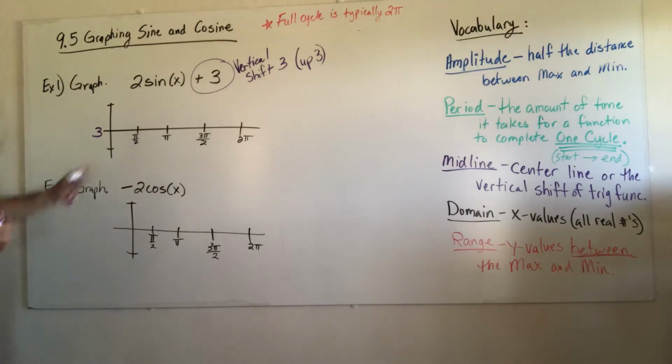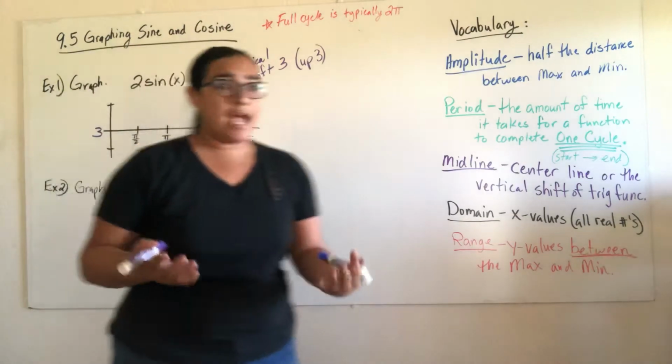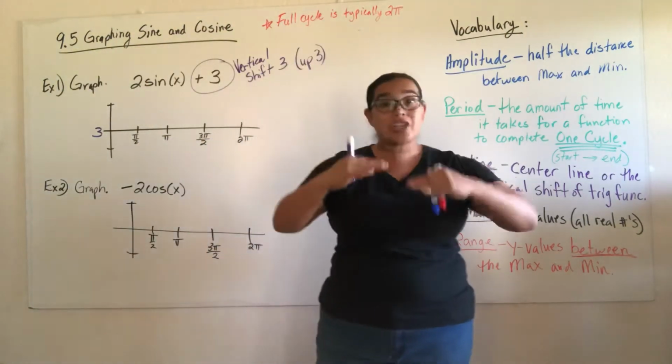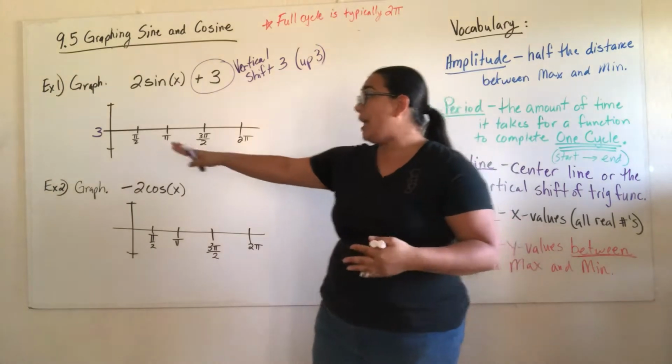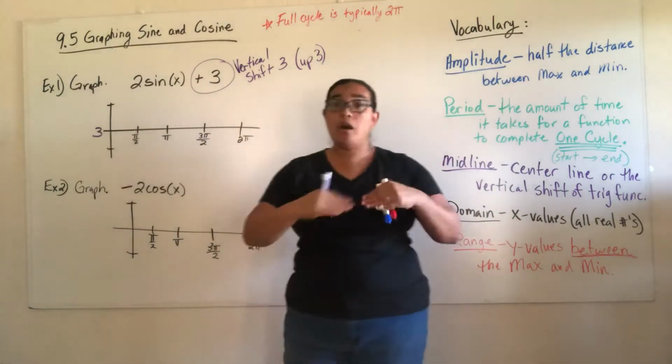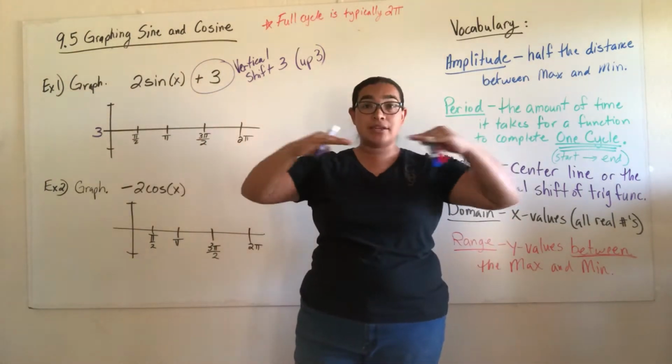I know it sounds strange because you're like, wait, what just happened? I don't want to actually draw this 1, 2, 3. I just want to have my graph ready. So now instead of calling this 0, I'm going to say, well, I shifted it up 3, so now the center is at 3.